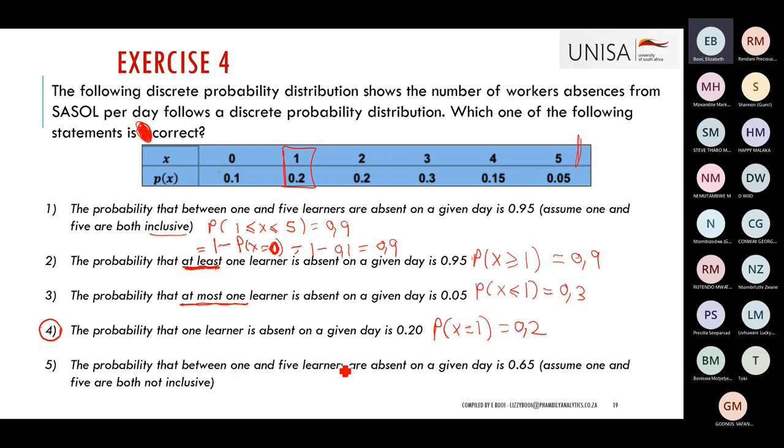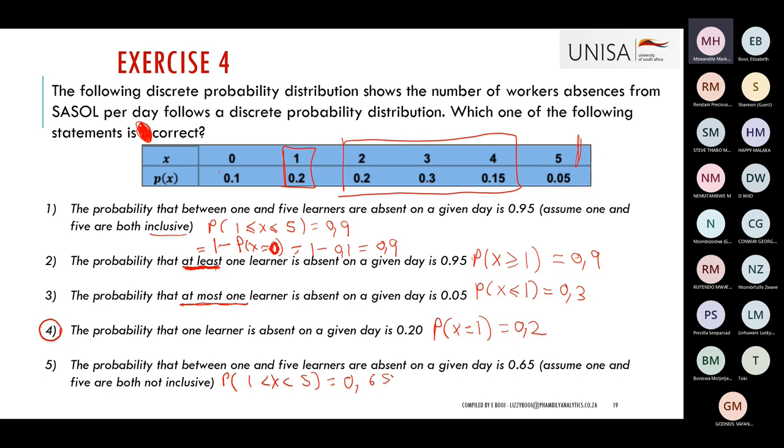The probability that between 1 and 5 are absent on a given day, assuming that 1 and 5 are both not inclusive. So it means exclusive. They're asking you to find the probability that X lies between 1 and 5, and because both are exclusive, we're only looking at those ones. So that probability is 0.2 plus 0.3 plus 0.15, which is equal to 0.65.